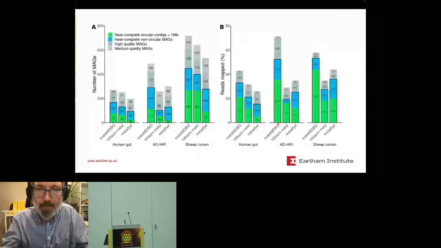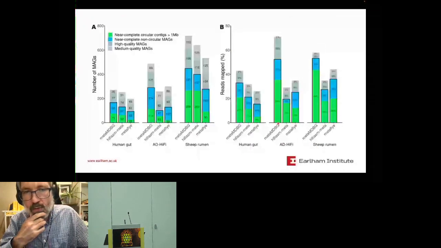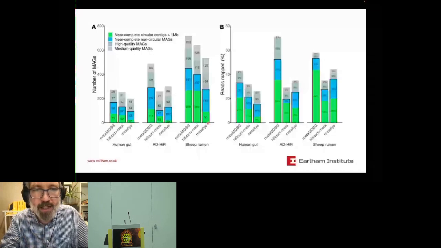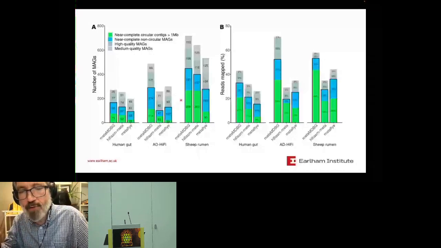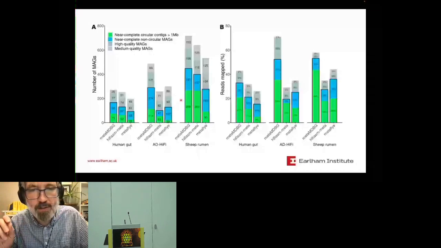So that was good, but we also got better results. In terms of number of MAGs, which I'm showing on the left here, the green bars are the number of these near complete circularized contigs. So it's basically a perfect genome from a metagenome. On the more complex AD data set, so AD, by the way, is an anaerobic digester. This is a biotechnology for producing biogas, and you can sort of view it as a more complex human gut. It'll have more species, more strains, etc. But we were getting twice as many near complete circularized contigs, and then more MAGs overall.